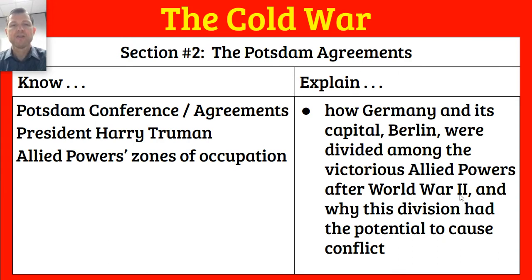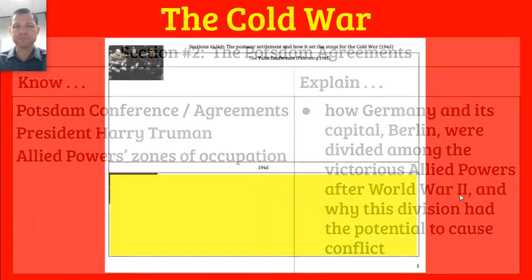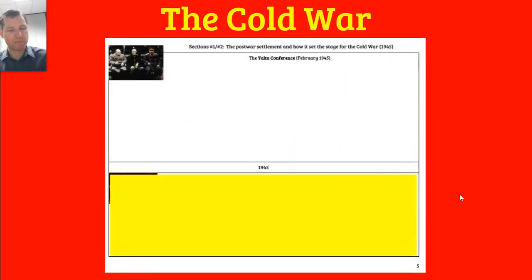So at the end of this section, I hope you'll be able to explain how Germany and its capital, Berlin, were divided up amongst the victorious Allied powers, and why this division had the potential to cause conflict. We'll take you to the Potsdam Conference, introduce you again to President Harry Truman, and talk about the Allied powers' zones of occupation in Germany. So now I'm taking you to the bottom of page 5.